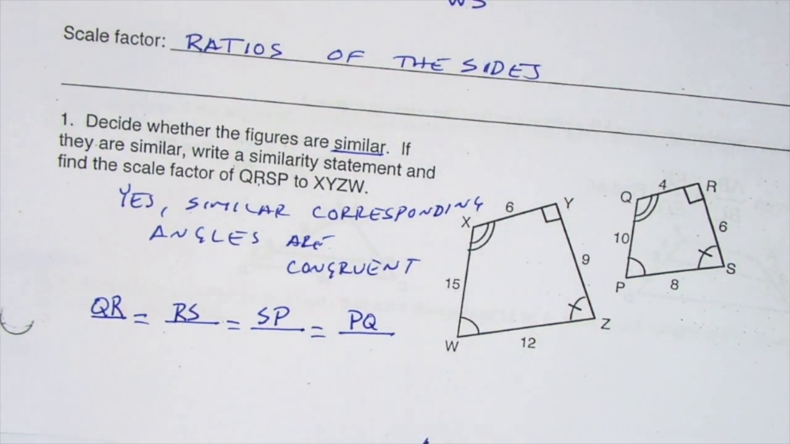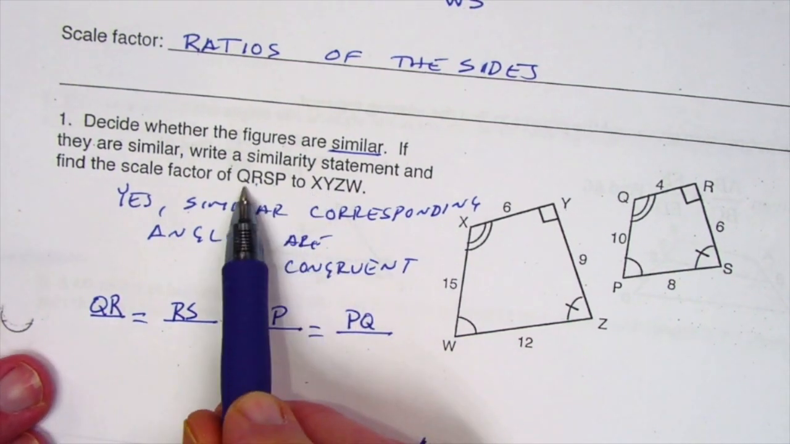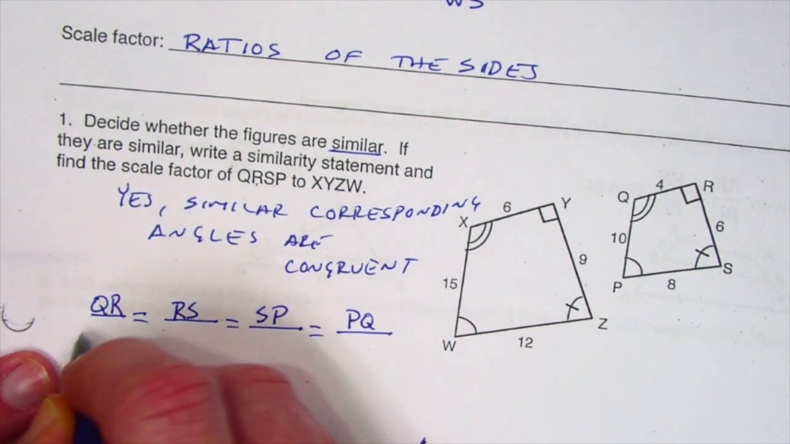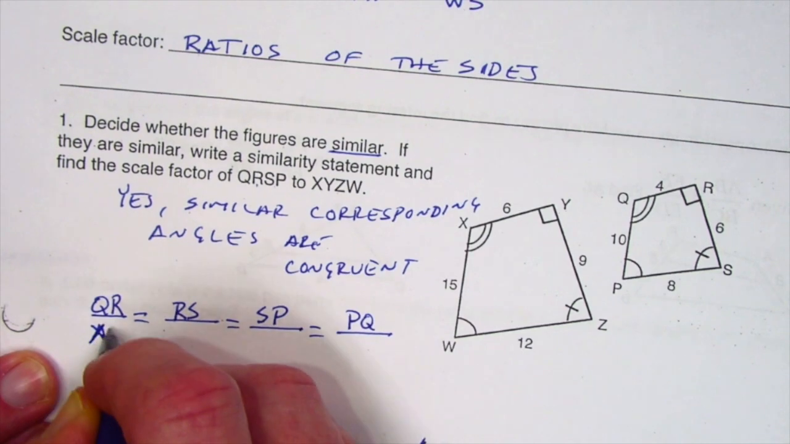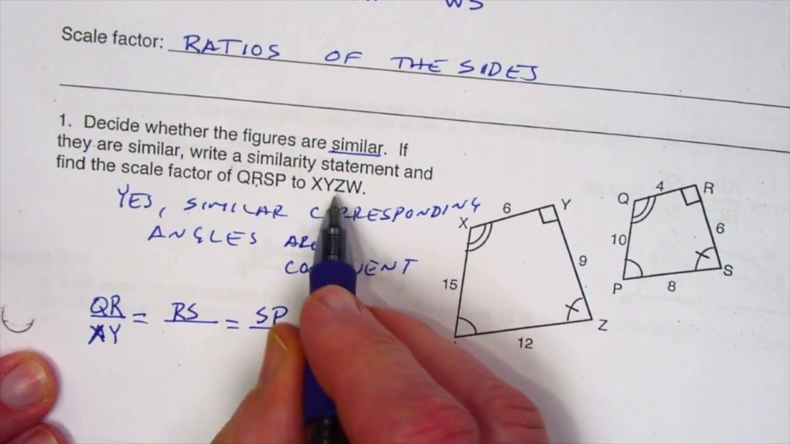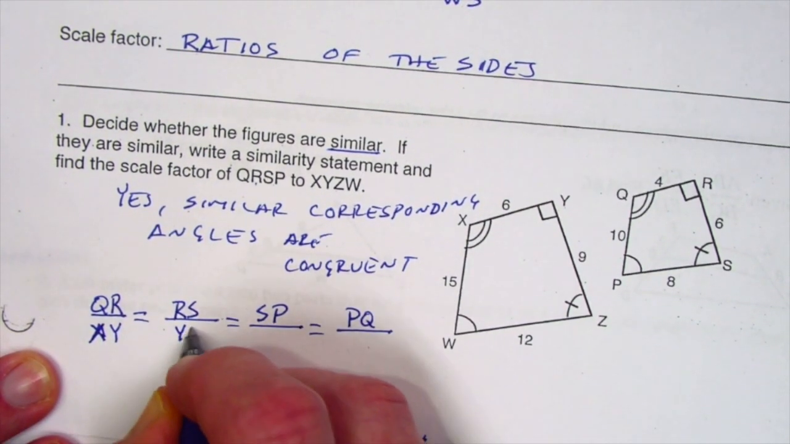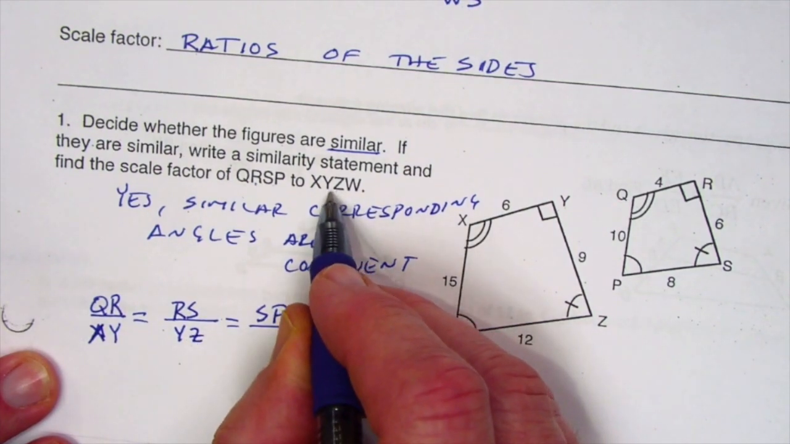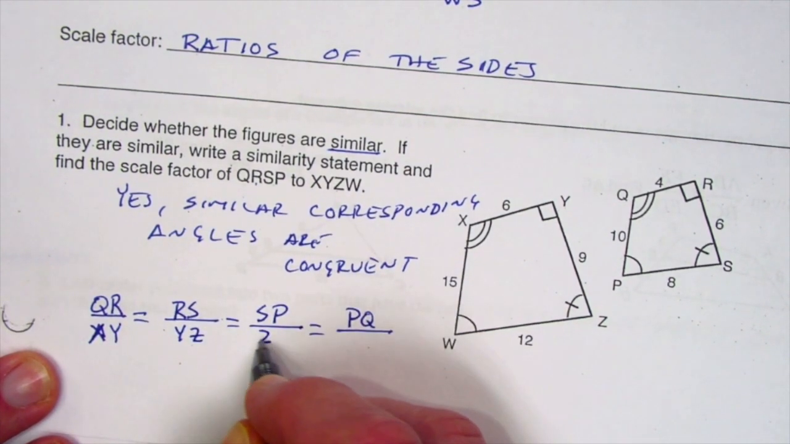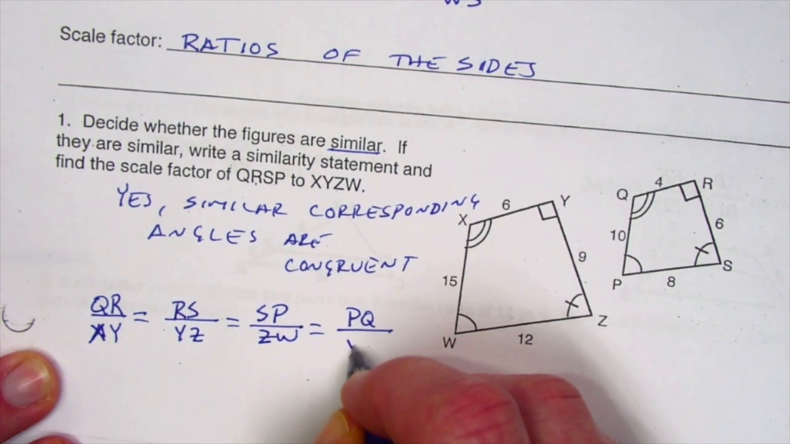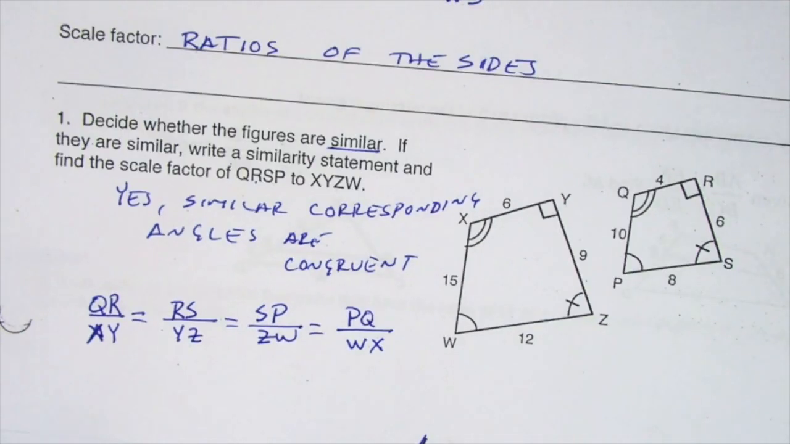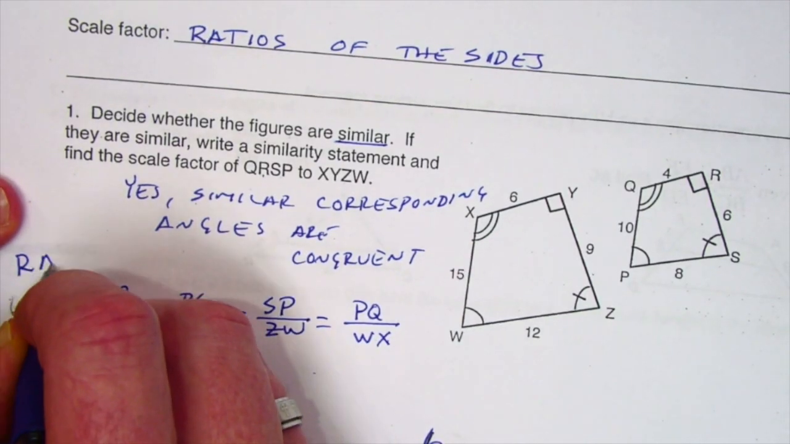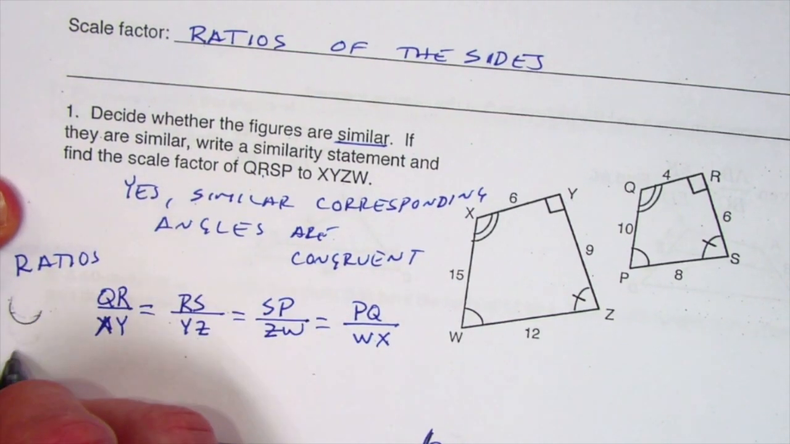And then let's go to the corresponding sides on this one. If I did QR here, it's going to be XY. So I'm going to do XY first. And then I'm going to do YZ. And then I'm going to do ZW. And then my last one is WX. Okay, so these are our ratios. Now we're going to find our scale factor.